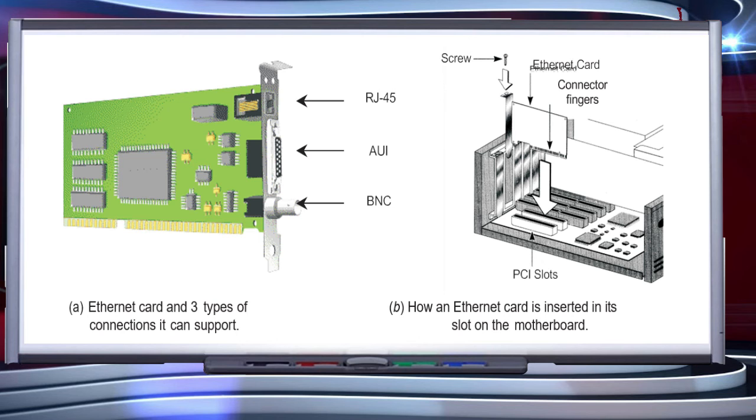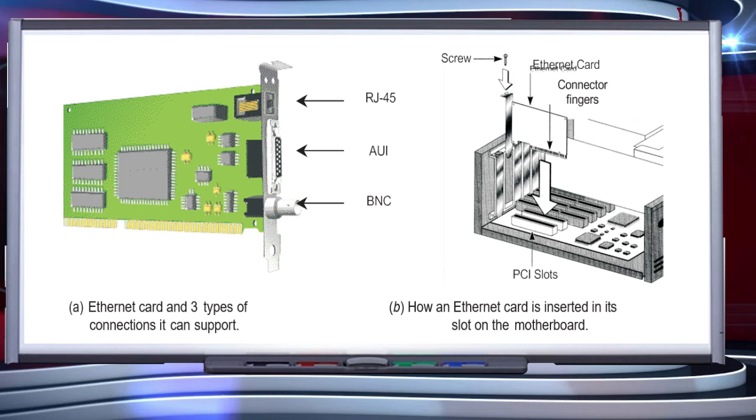So as you can see here in this picture, this is an Ethernet card which is placed inside a CPU box. RJ45 is connected externally into it, and then this is AUI, and next is BNC connectors.